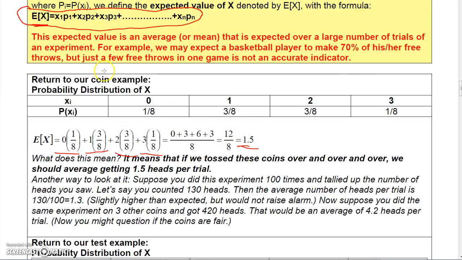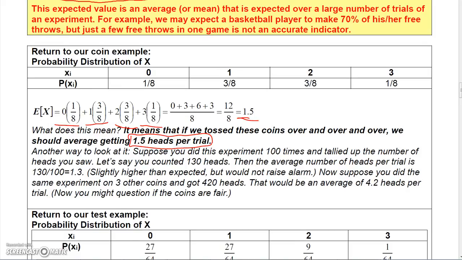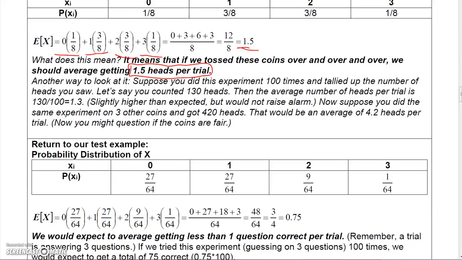What this means is that if we did this experiment over and over and over, like maybe 1,000 times, and we counted up how many heads we got, we should average 1.5 heads per trial. So that's what we should average if we do this experiment a large number of times.